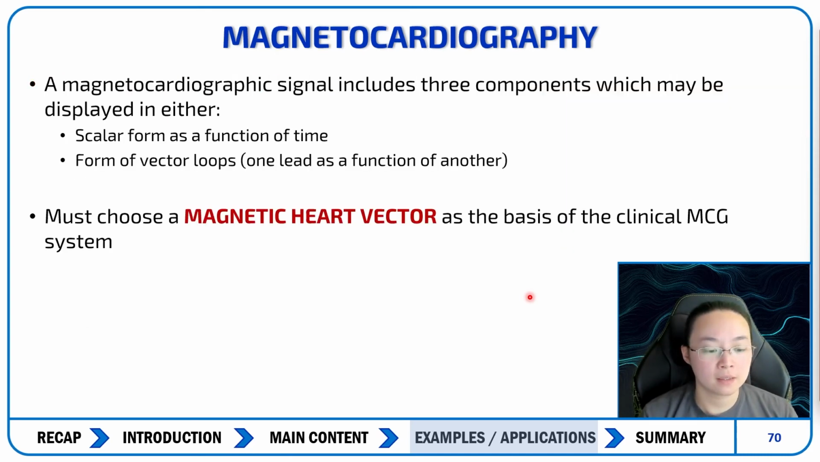So the signal itself includes three components, which may be displayed in either a scalar form as a function of time, or in the form of vector loops with one lead as a function of another. So no matter which method you choose, you have to choose a magnetic heart vector as the basis of the clinical MCG system. So what is the magnetic heart vector? We'll explain this in the next few slides.